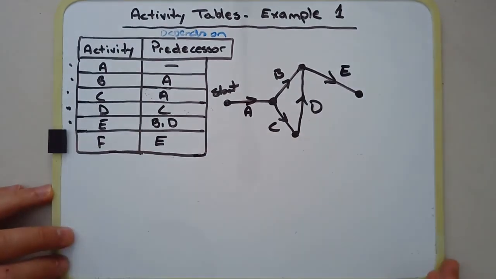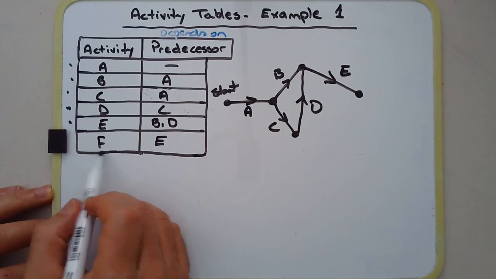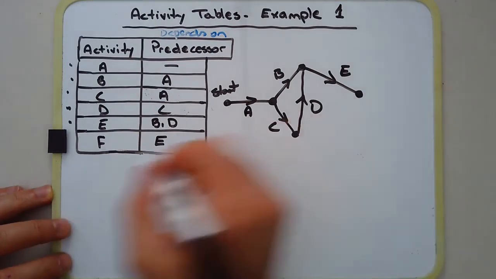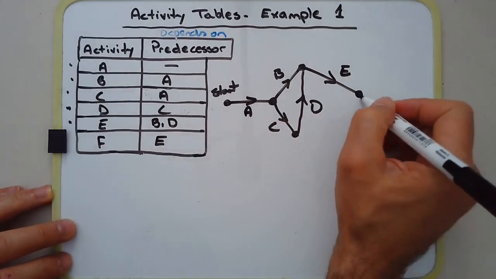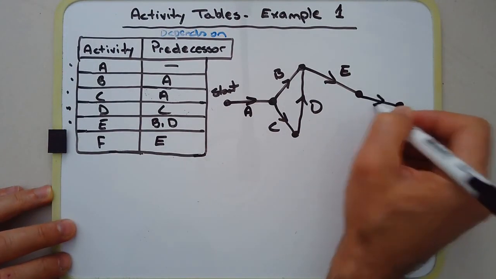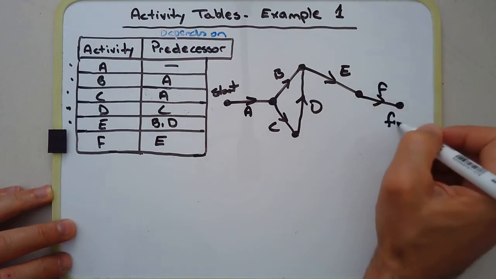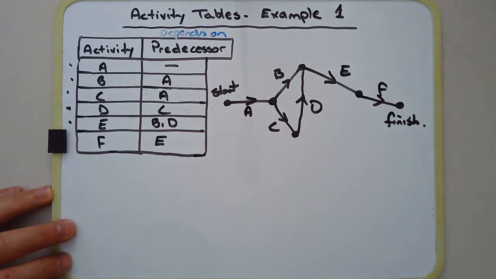So I've used up activity E, and then finally activity F depends on activity E. And that's the finish. And there's our network diagram.